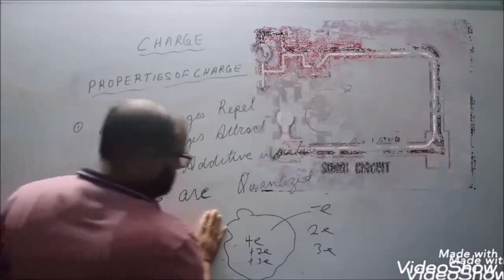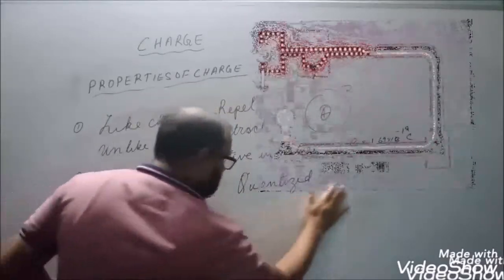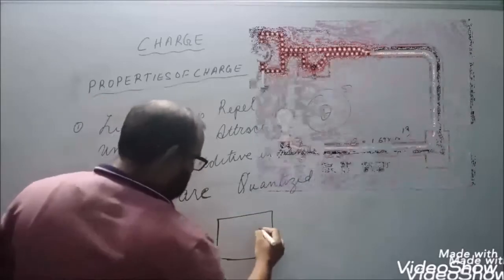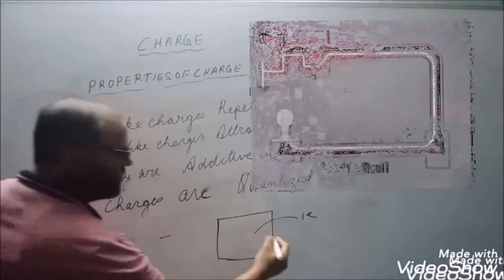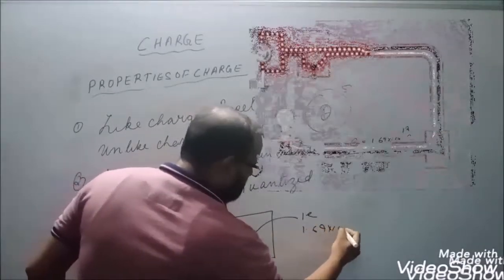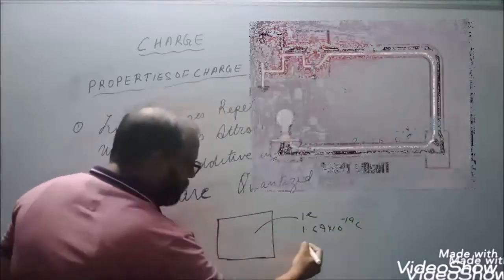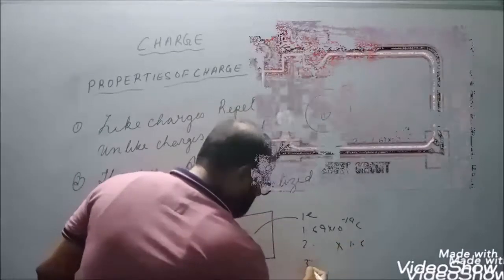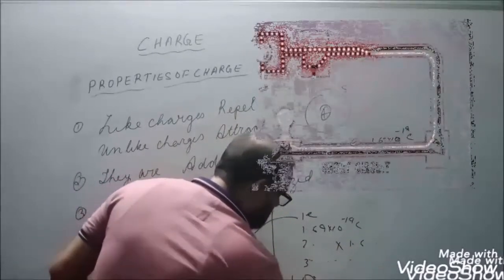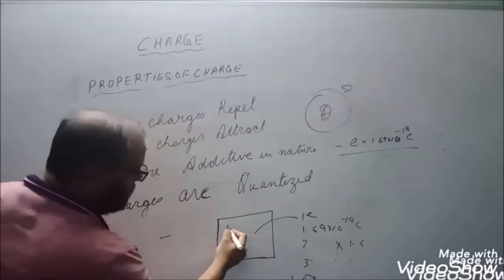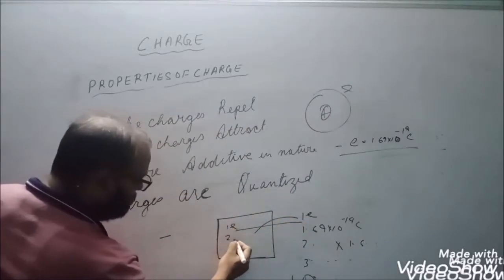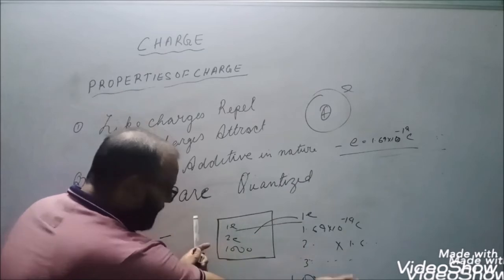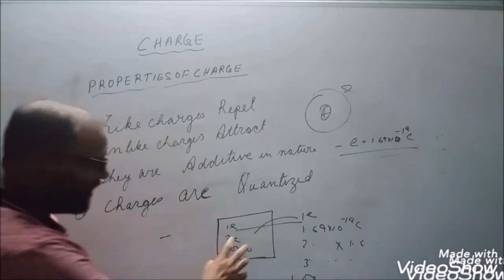For example, if we take this object, one electron gone, how much is it? 1.69 into 10 to the power minus 19 C. 2 gone, 3 gone, all will be multiples. If it is 2, 2 into 1.69, 3 it is 3 into 1.69. If it is 1000, 1000 into 1.69. So what is inside? First case it was 1E, second 2E, third 1000E. If you bring back what is gone, the result will be 0. So it can be quantized.